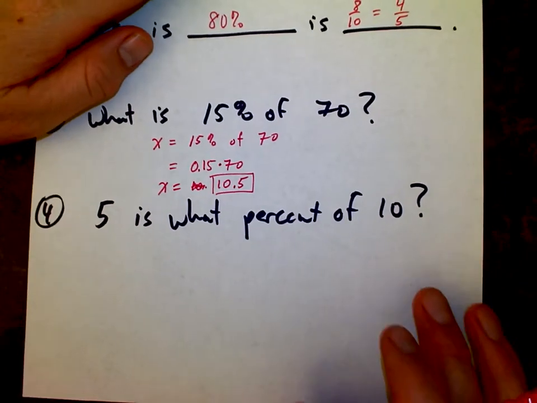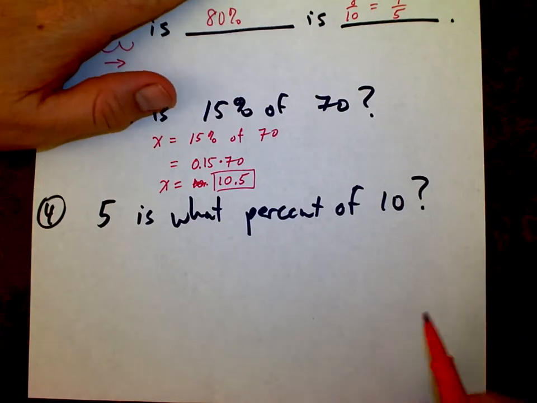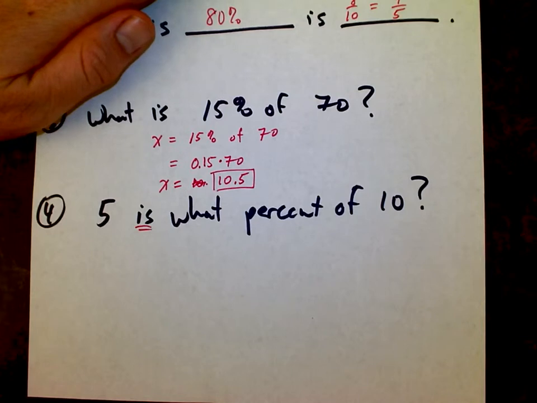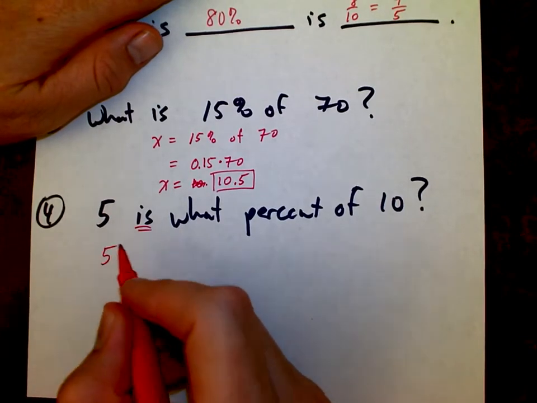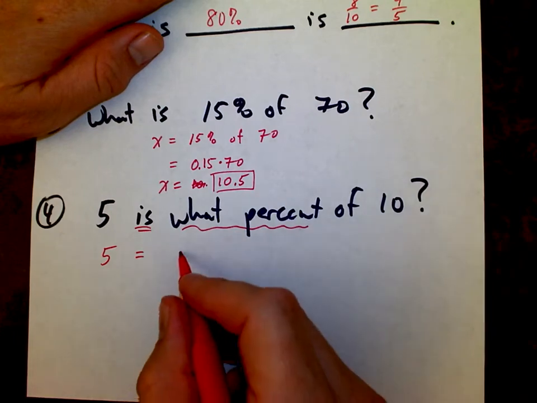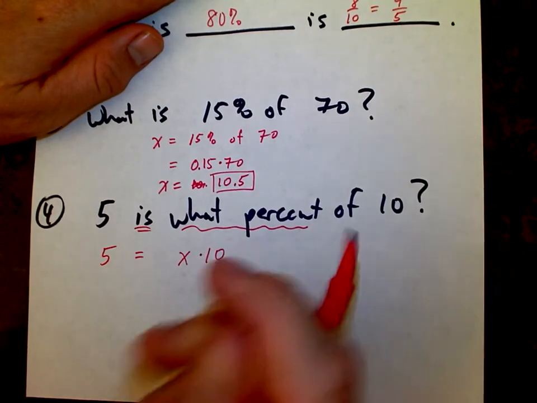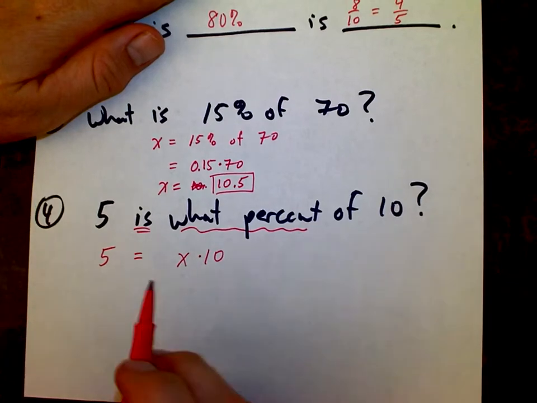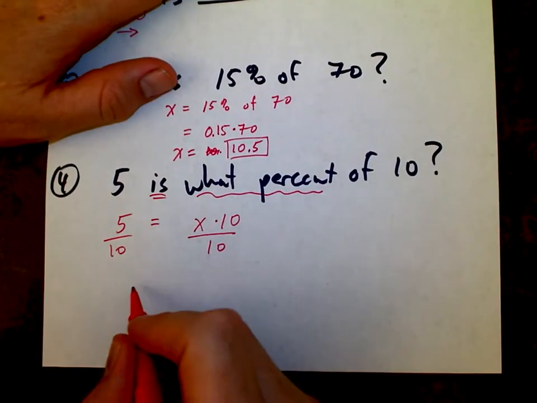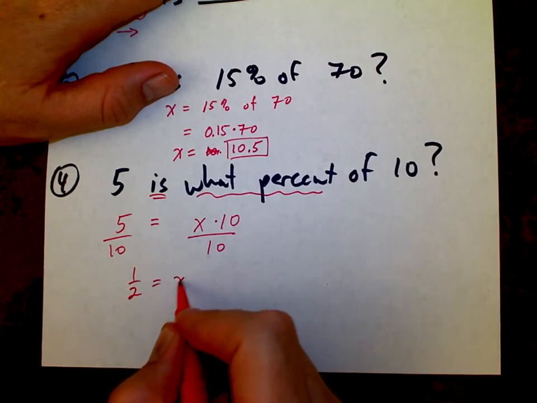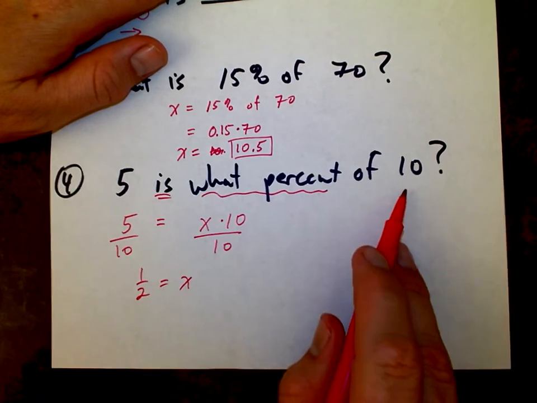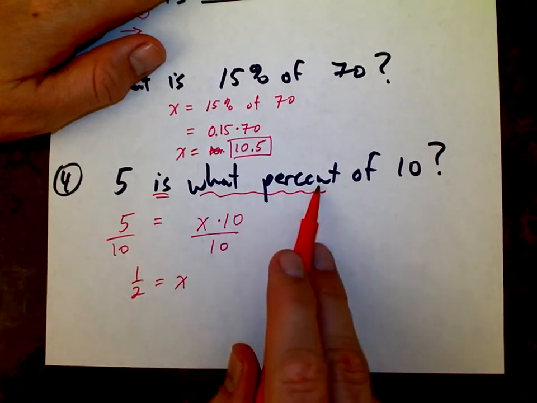Last question here is 5 is what percent of 10? Now, because the "is" is in the middle of the sentence, I'm going to watch what happens. You have 5 is, and now you've got the question, what percent of 10? Okay, now I'm going to divide by 10, and I get 1/2 equals x. But the question isn't 5 is what fraction of 10. It says 5 is what percent of 10.